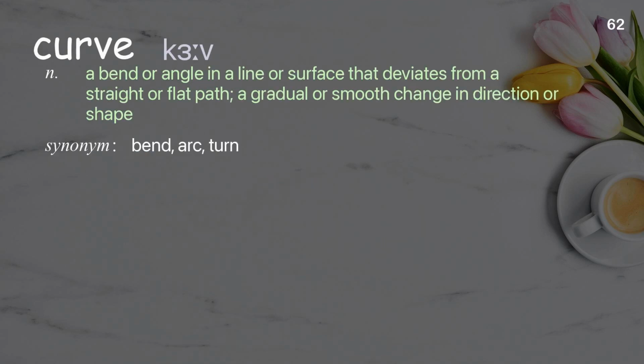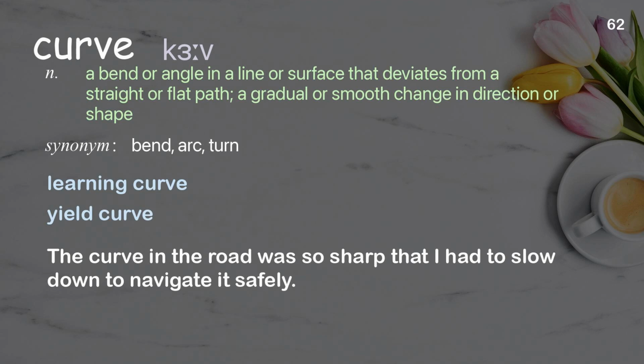Curve. A bend or angle in a line or surface that deviates from a straight or flat path, a gradual or smooth change in direction or shape. Examples: Learning curve, yield curve. The curve in the road was so sharp that I had to slow down to navigate it safely.